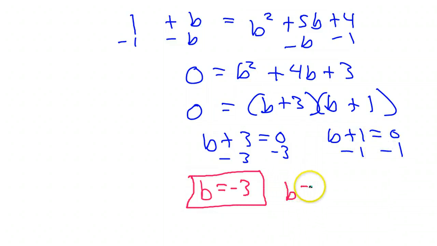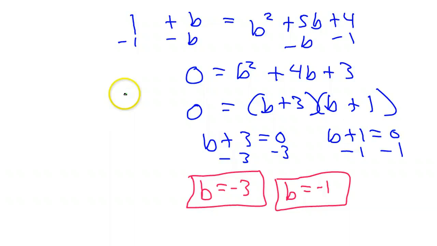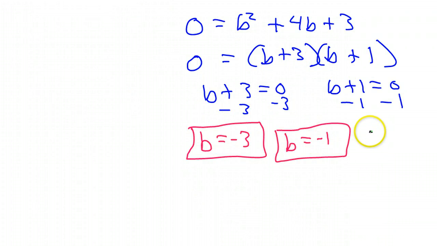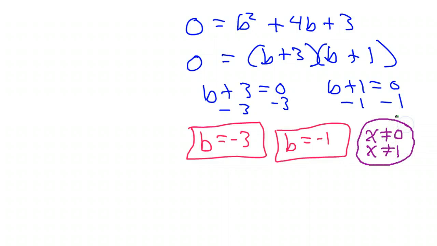And this gives us b equals -1. Alright, now let's check the excluded values. The excluded values are 0 and +1. So x cannot equal 0, x cannot equal +1. Alright, so I don't have to throw out any of my solutions because none of them are excluded. So that's the solution for number 4.